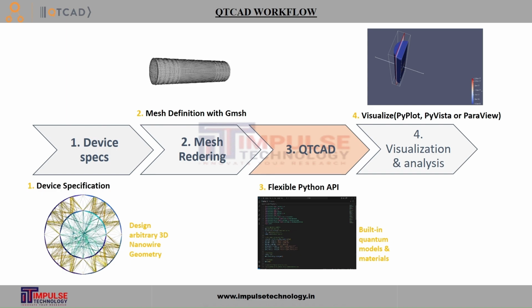And the third step is QTCAD. The third step is running the QTCAD software. QTCAD also comes with built-in quantum models and materials, which means it already includes the physical properties and the behavior of certain materials and quantum effects relevant to the nanowire. This step runs the heavy-lifting computation, and the flexibility of the Python API allows users to fine-tune their simulation and adapt to various scenarios.